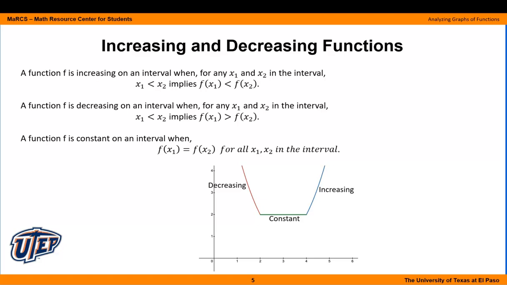Now let's talk about how a function behaves. A function is increasing when, as x increases, f of x also increases. A function is decreasing when, as x increases, f of x decreases. A function is constant when the output stays the same. Visually, increasing means we're going uphill. Decreasing, we're going downhill. And constant is a flat line.